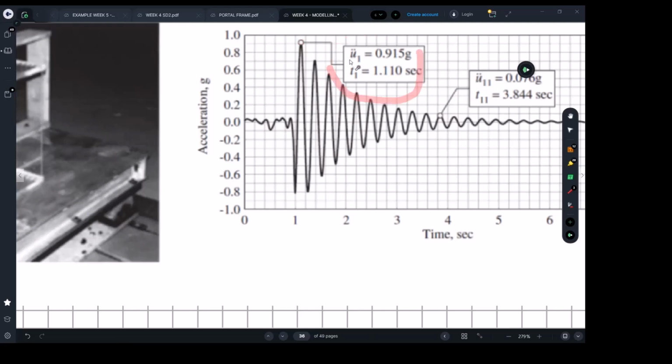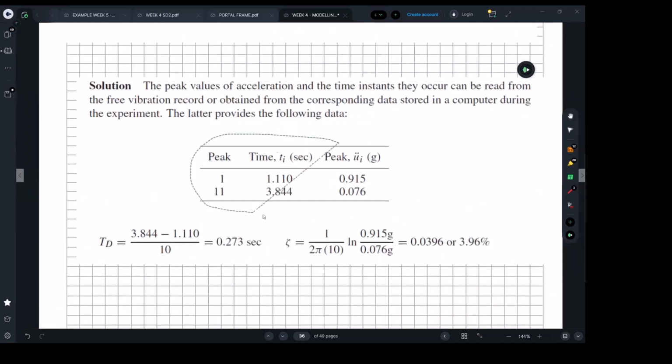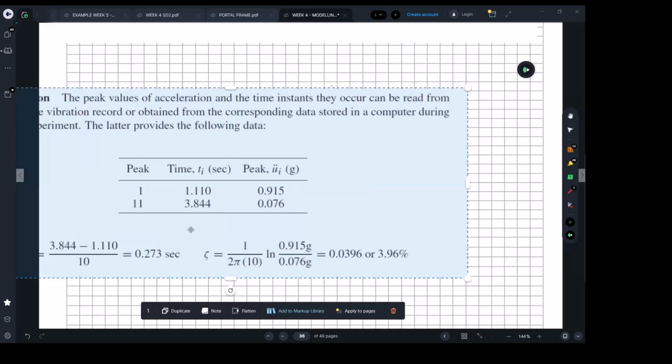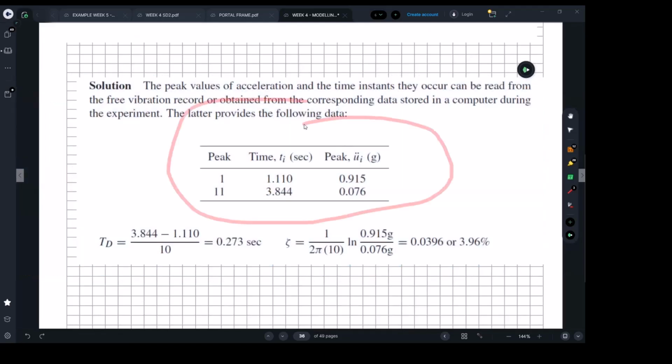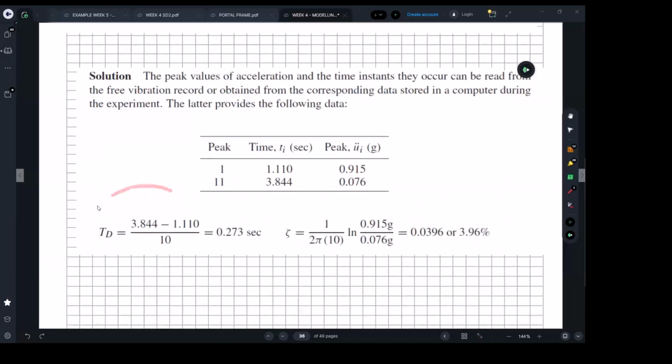They put down the acceleration as a function of g, and the time. And here they put the same thing at the second point. What was the acceleration at T? That's what they put in this table. Then to find the time period, they subtracted both values from each other and divided it over 10. What's 10? It's the number of cycles from here to there. You just need to directly count how many cycles. And that's it. That's the first answer.